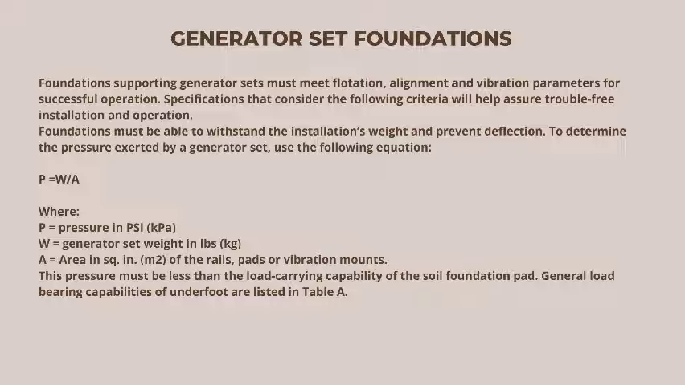To determine the pressure exerted by the generator set, use the following equation. P is equal to W over A, where P is equal to pressure in PSI, W is generator set weight in lbs, A is equal to area in square inches of the rails, pads, or vibration mounts. This pressure must be less than the load carrying capability of the soil or foundation pad. General load bearing capabilities of underfoot are listed in Table A.